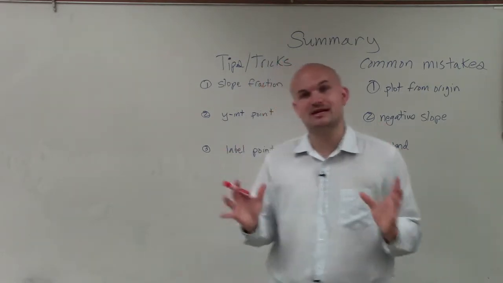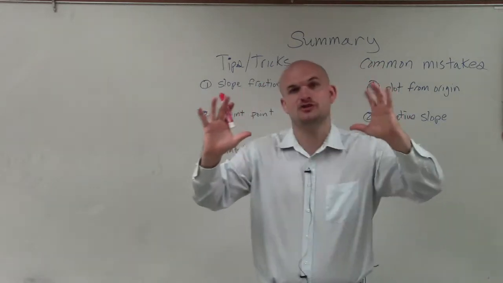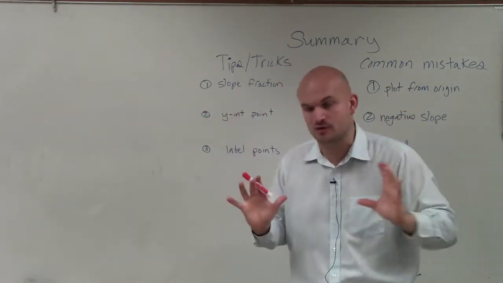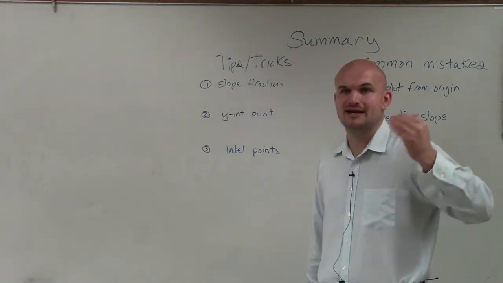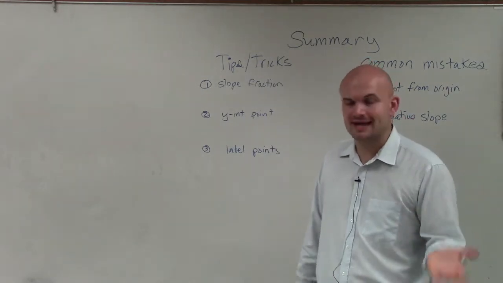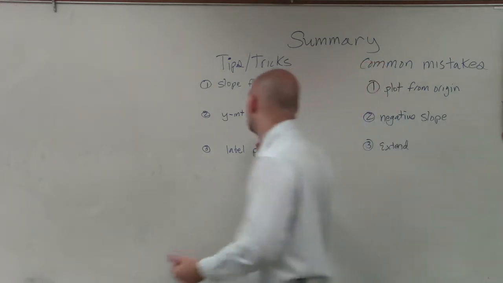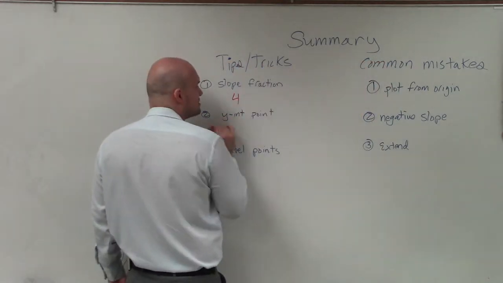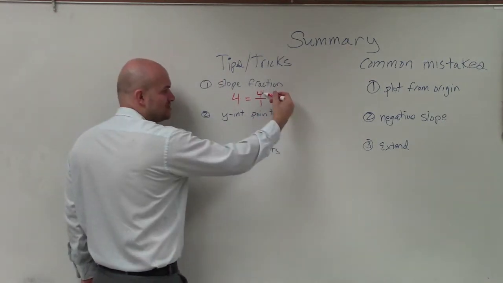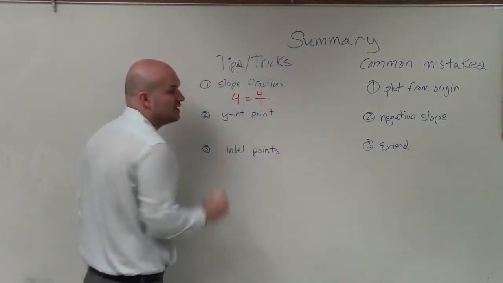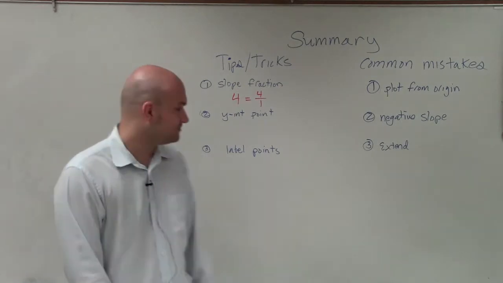Remember, slope is a ratio. It's a rate of change: the change in your y-coordinates over the change in the x-coordinates. If you just have it as a whole number, it can get confusing to understand whether that is the change in y or x. So always rewrite it as a fraction. For example, if I have 4 as my slope, I can rewrite that as 4 over 1. Therefore, the change in my y-coordinates is 4, and the change in my x-coordinates is 1.